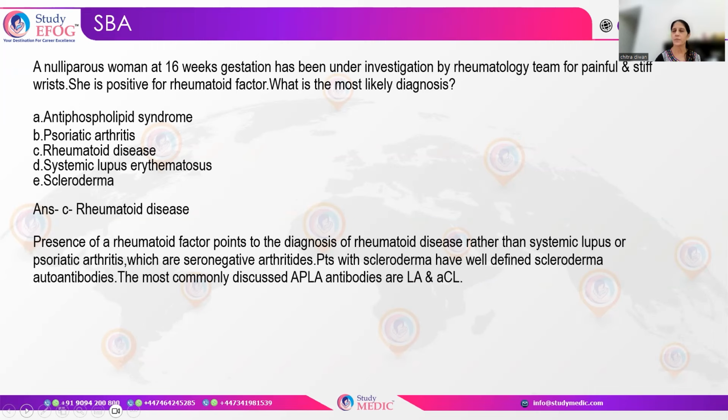Whenever there is positive rheumatoid factor, it points to the diagnosis of rheumatoid disease rather than SLE or psoriatic arthritis, because these are seronegative arthritis.